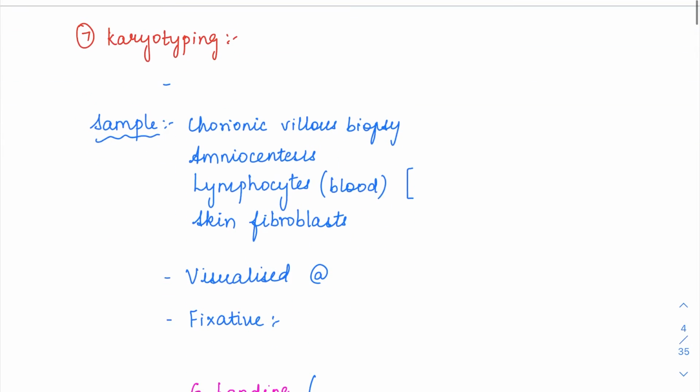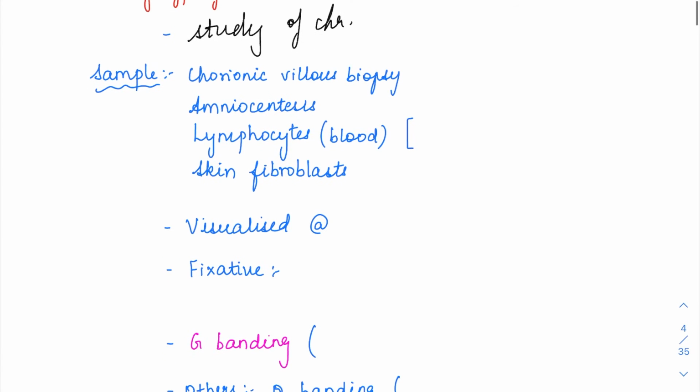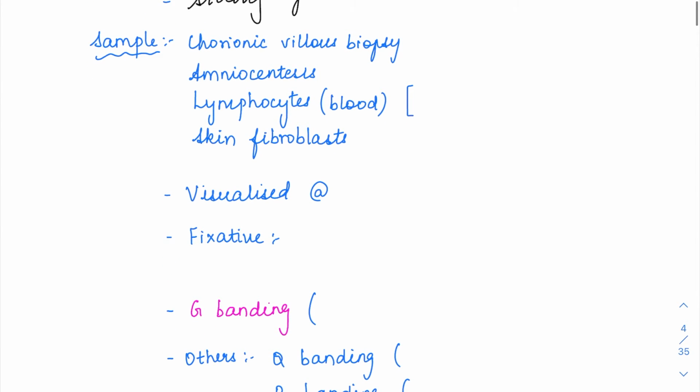So next we'll see about karyotyping. What is karyotyping? Karyotyping is nothing but the study of chromosomes. To study this, we are going to take samples. What kind of sample can we take for karyotyping? We can do either a chorionic villus biopsy or amniocentesis. When you want a prenatal diagnosis, suppose both the parents are carriers of a recessive disease and want to check whether their kid is going to have the disease or not, they'll go for prenatal screening. In that prenatal screening, you have to check the chromosomes. For that, you do this chorionic villus biopsy or amniocentesis.